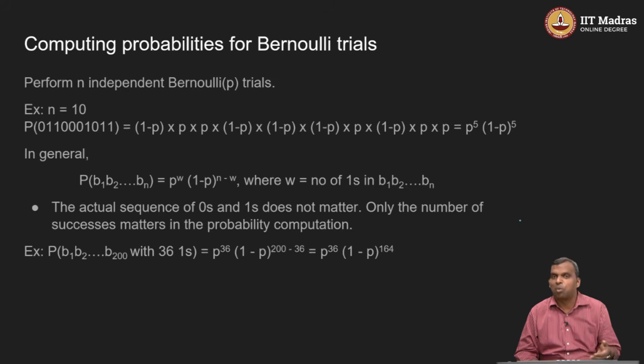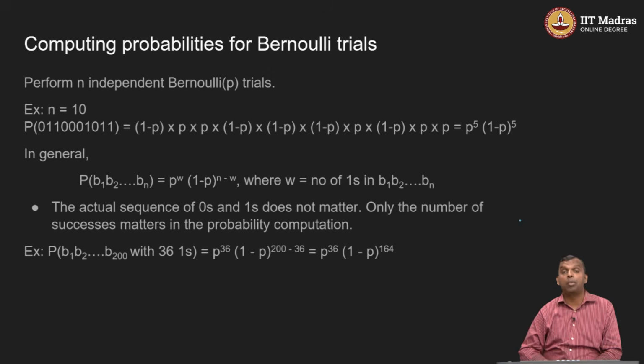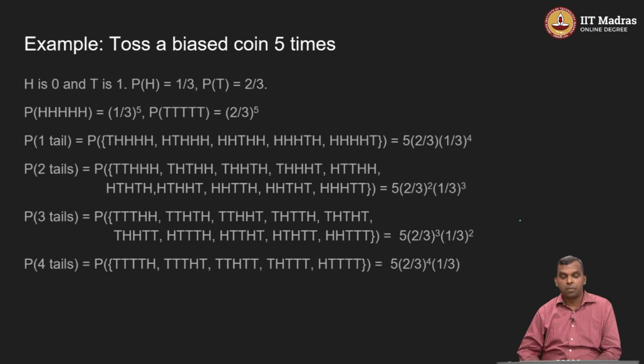Okay, so I've given you a more elaborate example. If you have 200 repetitions, it doesn't matter as long as you know how many ones there are. If you have 36 ones, right, then it's p power 36, 1 minus p power 200 minus 36. So computing the probability of a particular outcome when you repeat the Bernoulli trials is easy even in the general case. Okay, here's a more elaborate example of the same thing, but I want to drive home this point that it's not very hard. You just have to write it down carefully, make sure you account for all the cases, and you'll get the right answer.